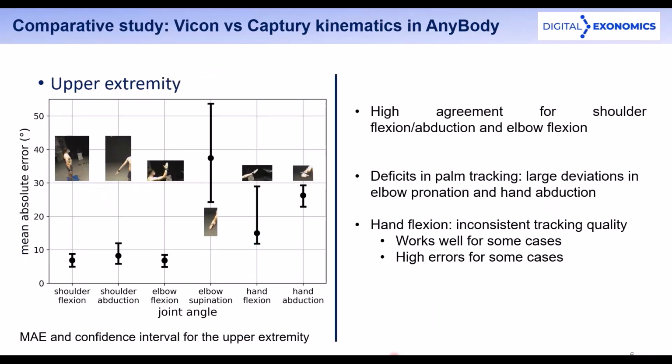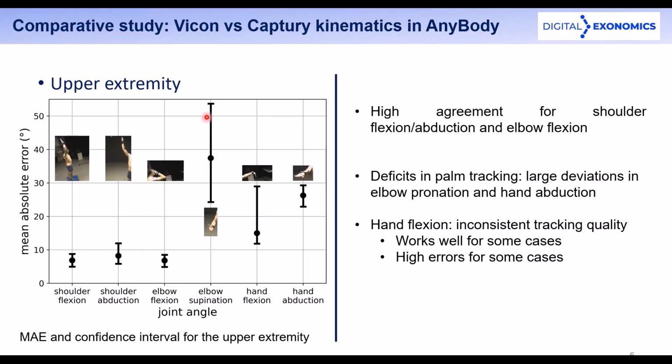If we look at the results, we can see here on the left-hand side the mean absolute error for the degrees of freedom in the upper extremity. We can see that for shoulder flexion, shoulder abduction, and also elbow flexion, we have quite high agreement between both motion capture systems. However, for elbow supination, we see a very high mean absolute error.